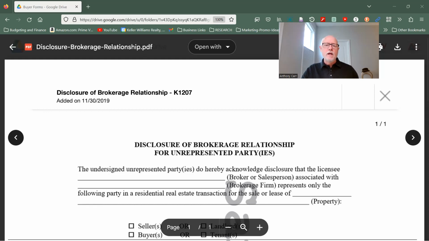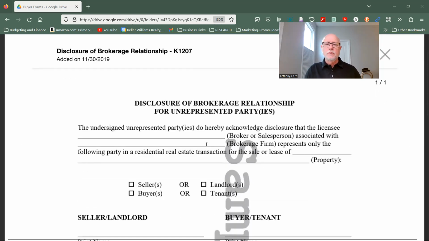So the first one we have here is the disclosure of brokerage relationship for unrepresented parties. This form is going to be used when you're either in a purchase or you're in a rental, and you are the listing agent and you have a buyer that does not have an agent and they're not going to have one. So you've got to disclose to them that you are the representative of the seller.